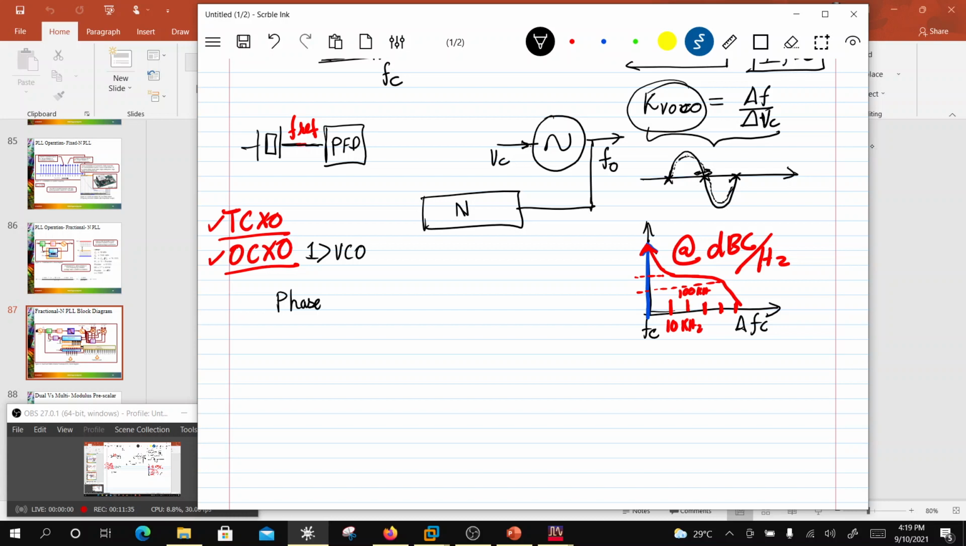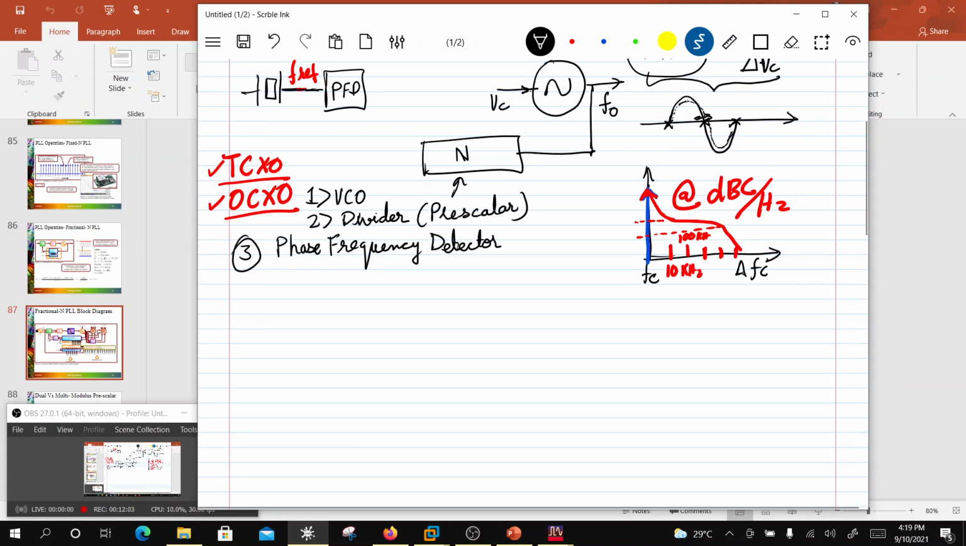So that's a VCO. The second thing which we are seeing is a divider. This is also known as a prescaler, right? So that's a prescaler. The third thing which we see is a phase frequency detector, or PFD. So what does it do?